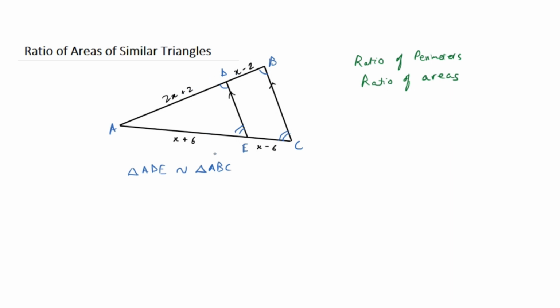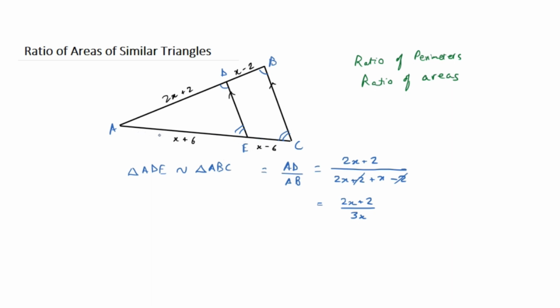And if they are similar, then the ratio of their corresponding sides has to be the same. Let's take it as AD over AB. So let us find that ratio first. So AD is equal to 2x plus 2, and AB will be 2x plus 2 plus x minus 2, since AB is this complete length. And obviously the plus 2 and minus 2 can get cancelled out, and that leaves us with 2x plus 2 over 3x.